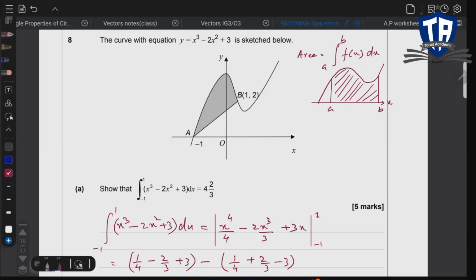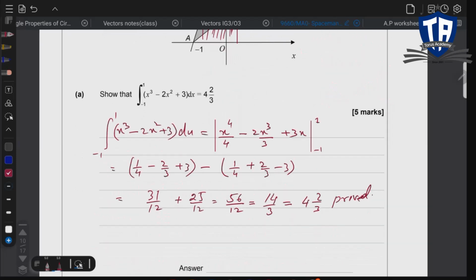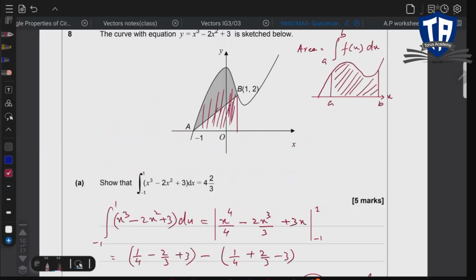This area can be obtained by using the integral, and this is what we have obtained: 4 whole 2 by 3. But we do not need this area which is in the triangle. We only need this shaded part. You can find it very easily. Simply take the value of this integral and subtract the area of the triangle. For the triangle, you need the area of a triangle, which is half base height.